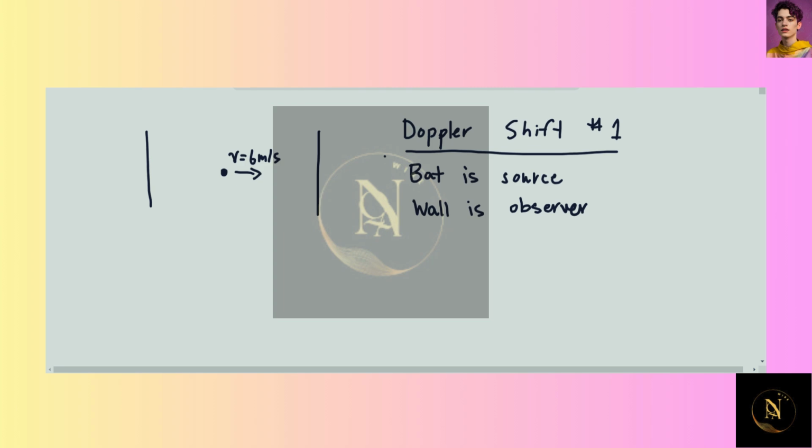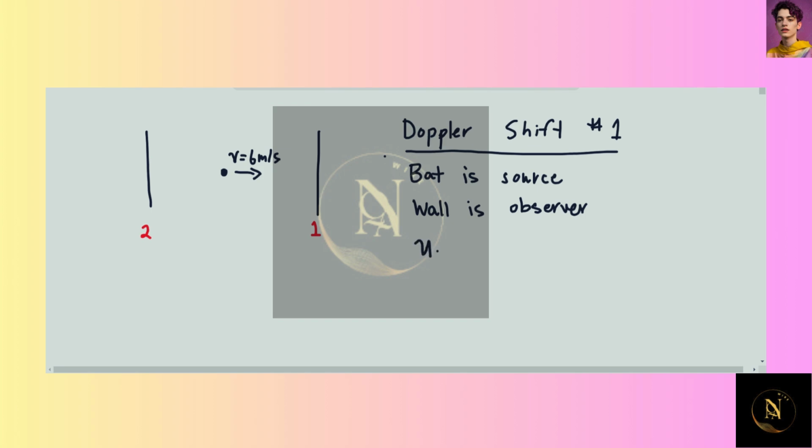Let's label this wall number 1 and wall number 2 just for clarity. So wall number 1 we're moving towards, wall number 2 we're moving away. So let's do the Doppler shift for wall number 1. And let's go through some of the givens here. I'm going to use the notation that's used in the book.